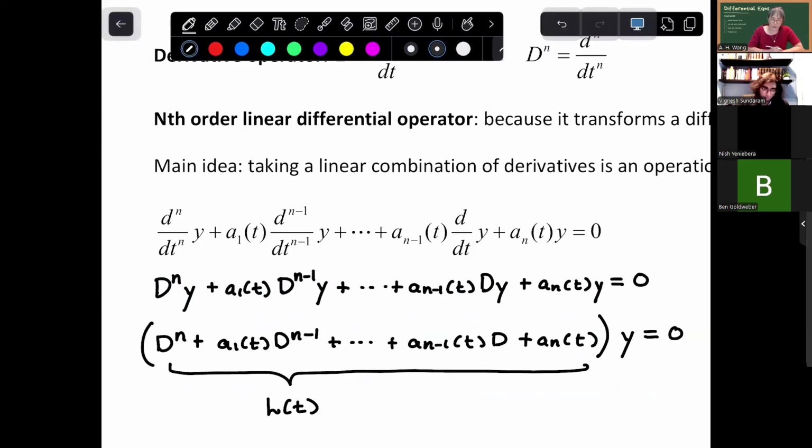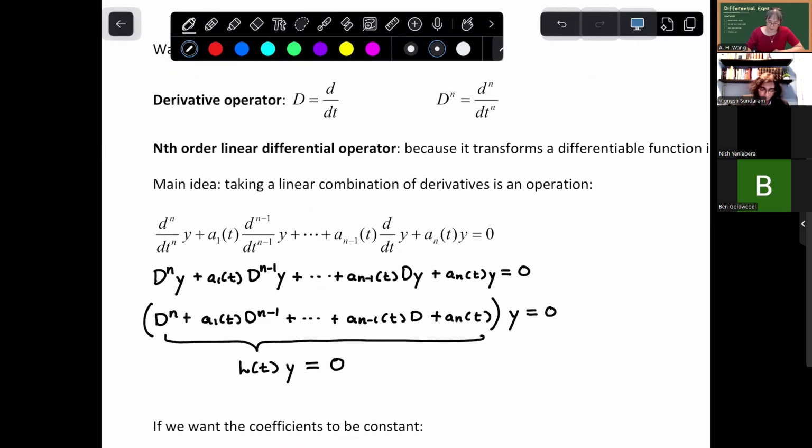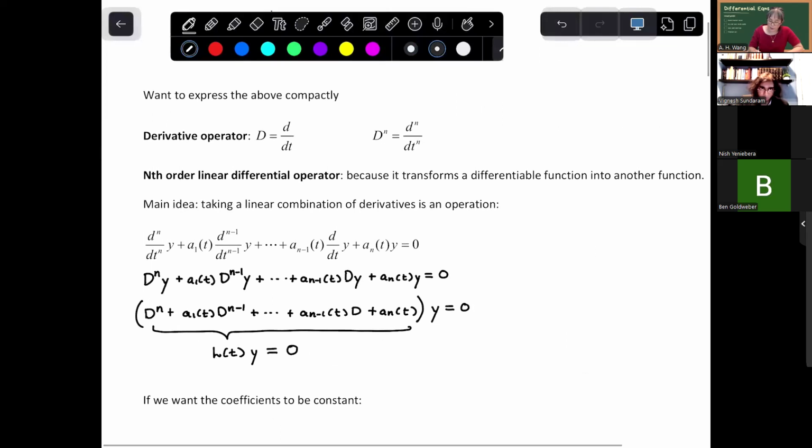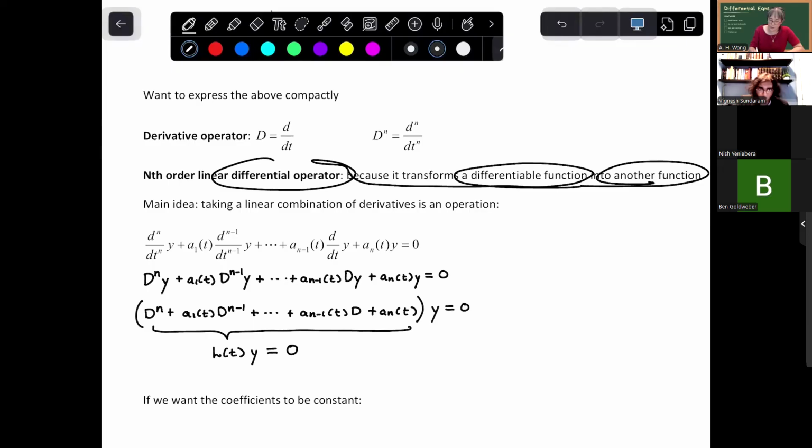So you write this whole thing as an operator. It's a linear operator, and you're going to write it as L of t applied to y. That operates on the y to transform it to the 0 function. So y is a function, and you can transform it to another function. Taking a linear combination of derivatives is an operator. A differential operator transforms a differentiable function into another function.